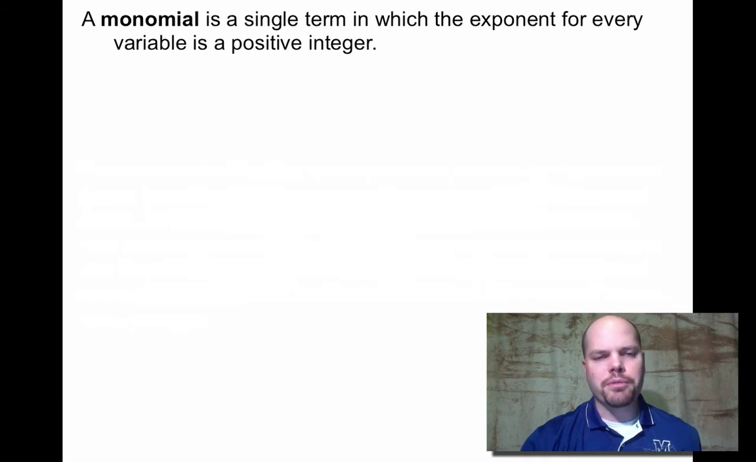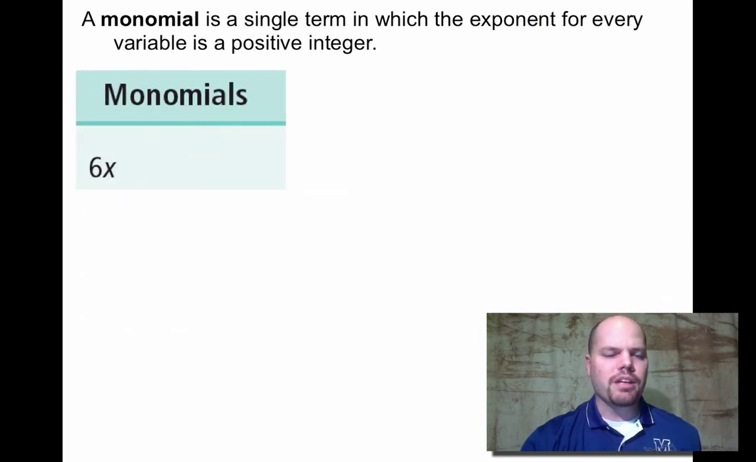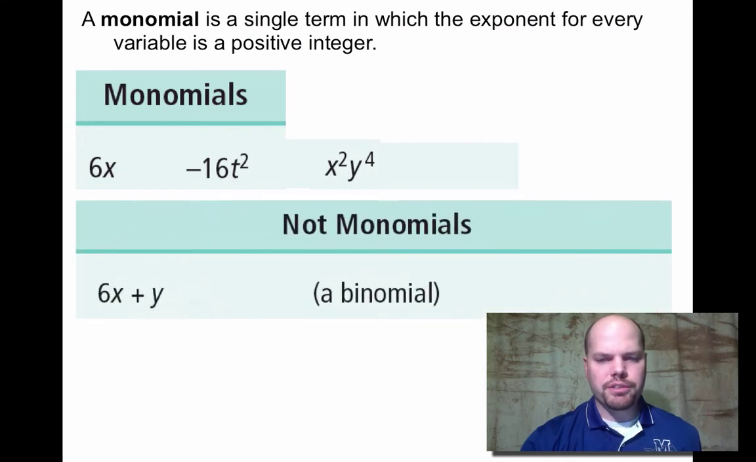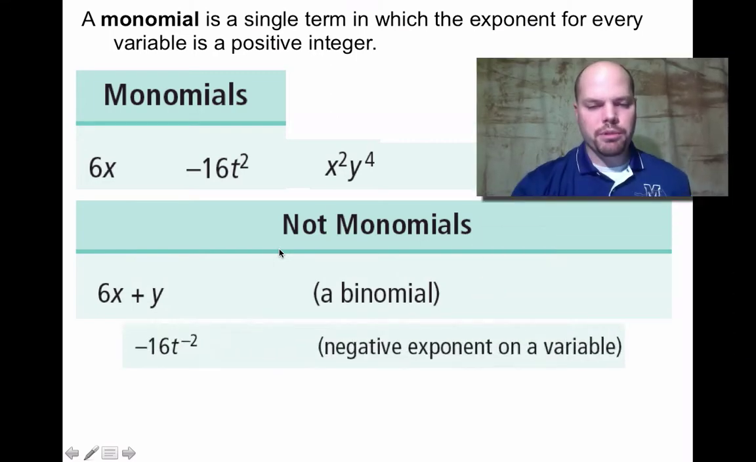Alright, so a monomial, it's a single term in which the exponent for every variable is a positive integer. So something like 6x. It's one term, and it has a positive integer for the power. Negative 16t squared, that's one term. x squared y to the fourth, that's one term, so those three are monomials. Here's some that are not monomials. 6x plus y. See how there's a plus sign here? Addition separates these into two terms, so we call that a binomial.